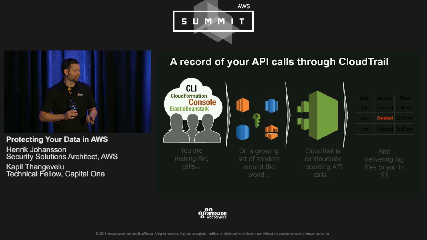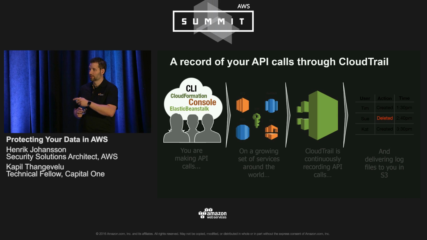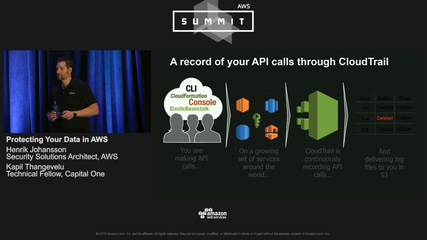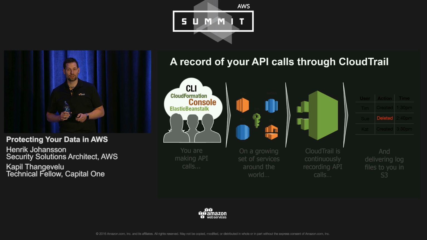Quick show here on CloudTrail. Anytime you make an API call, that record will be tracked in CloudTrail. CloudTrail has a lot of integration with other services, so you can use, for example, CloudWatch events to trigger on CloudTrail. Kapil is also going to show a couple of examples of how they use, for example, CloudTrail logs to detect changes and also take actions on those changes.